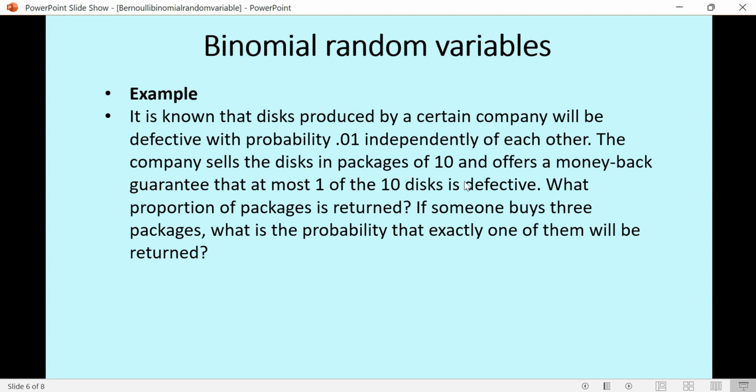Which means, because we pack 10 disks together, if more than one of the 10 disks are defective, then we will pay the money back and return this package. So the question is, what proportion of packages is returned? And the second question is, if someone buys 3 such packages, so here a package represents 10 disks, what is the probability that exactly one of them will be returned? Here one of them is a package, and the first question is focused on the disks inside of this package.